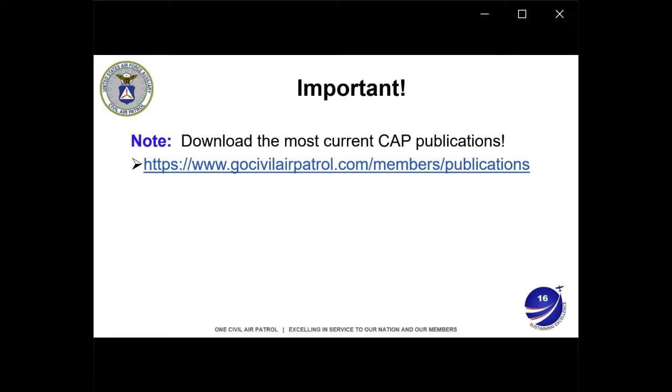I believe CAPP 50-1 was updated just a few weeks ago. Sometimes the changes are minor, sometimes they're substantial, in any updates to CAP publications. But make sure you go to this website, go to gocivilairpatrol.com/members/publications, to make sure that you are getting the most current CAP publications. Google searches are nice, but sometimes you might find yourselves pulling up a document that is substantially out of date. Great for historical reference purposes, but not for working on a specialty track.